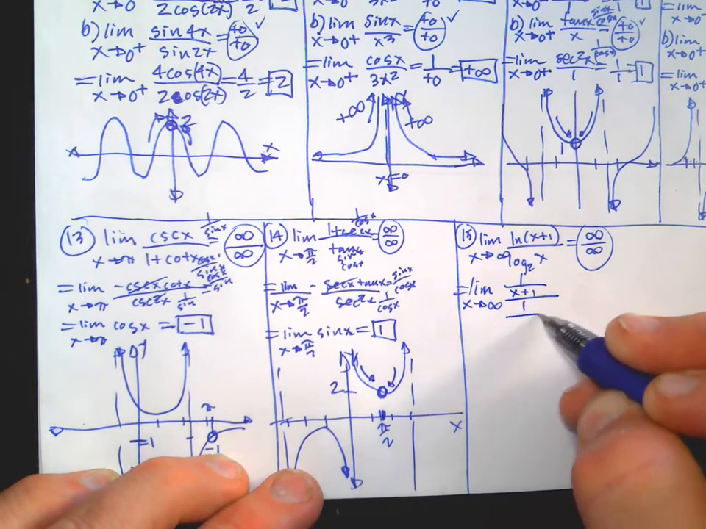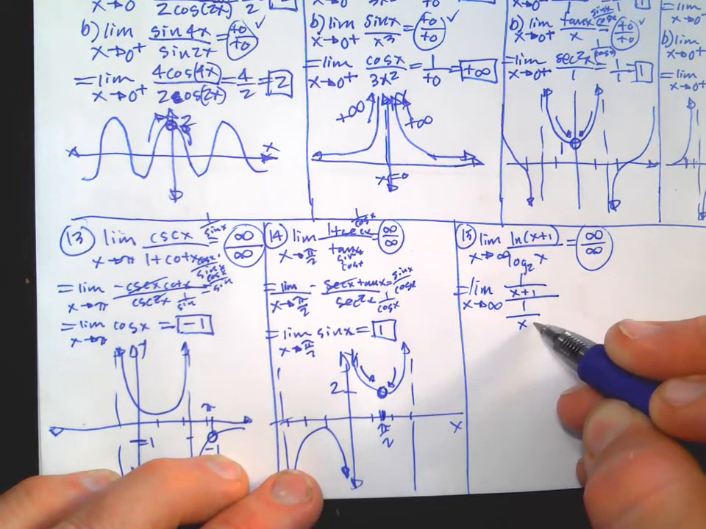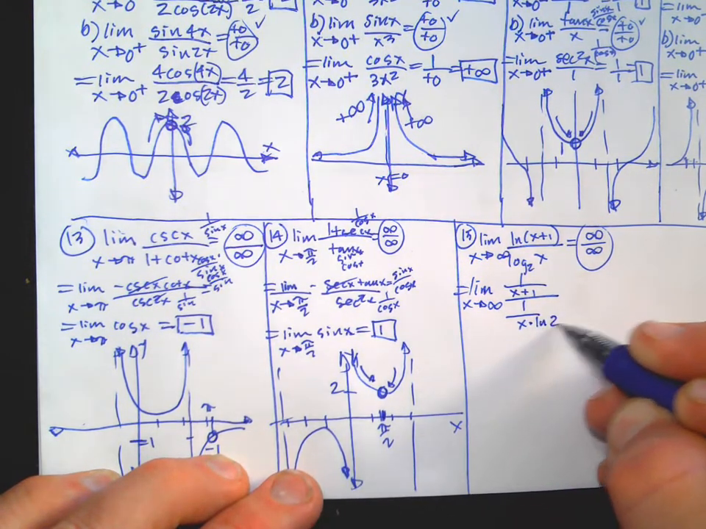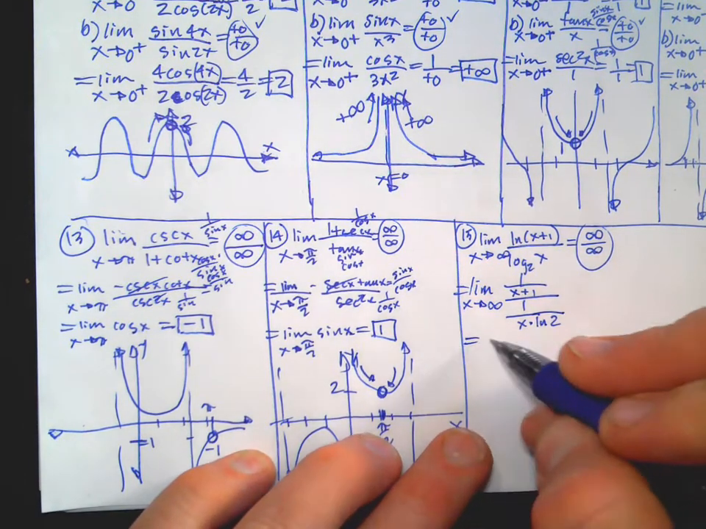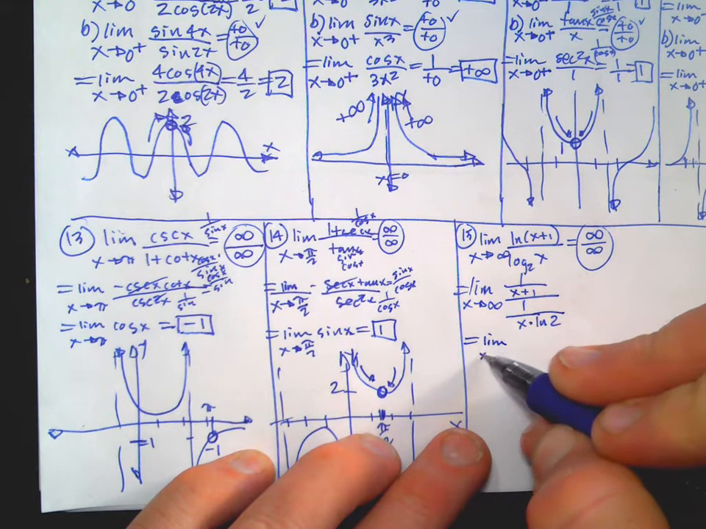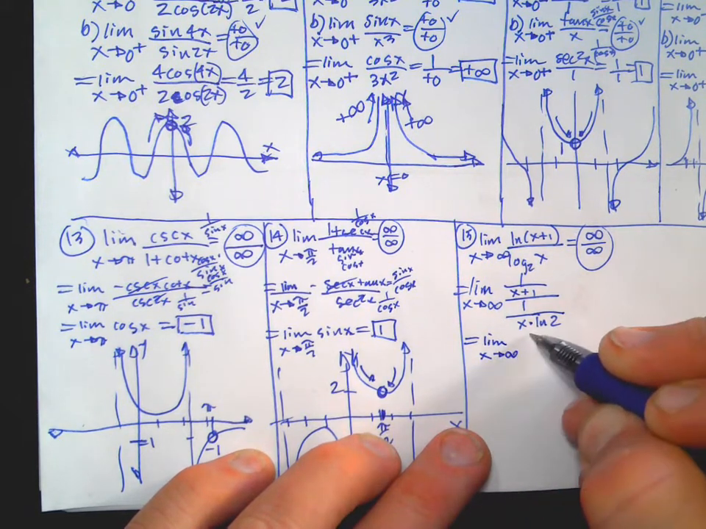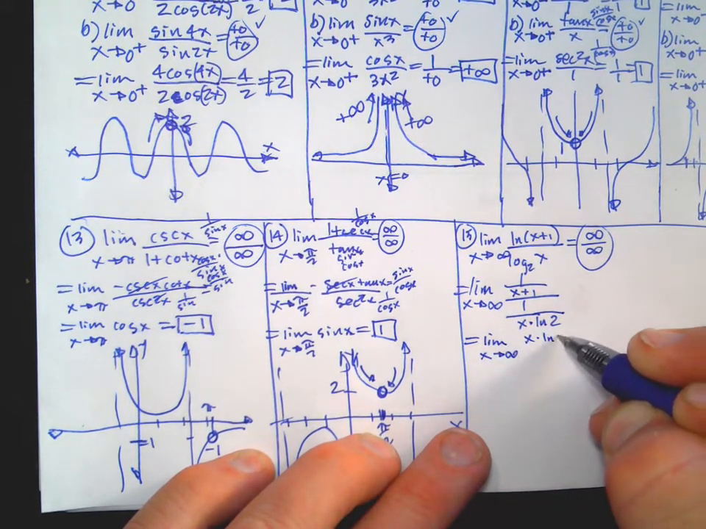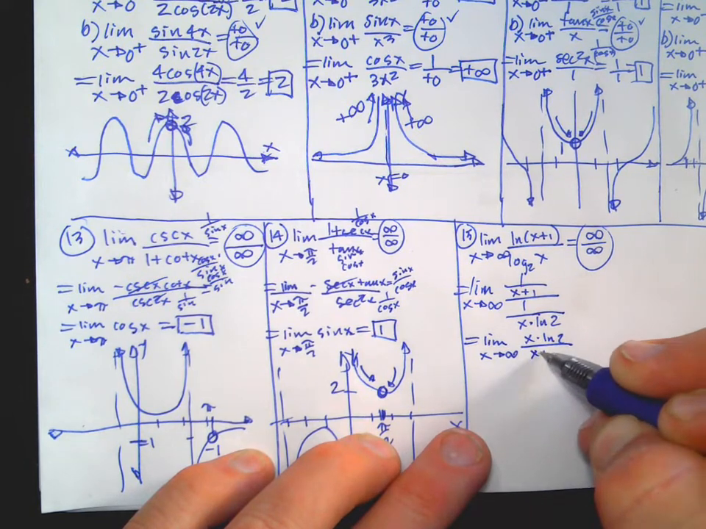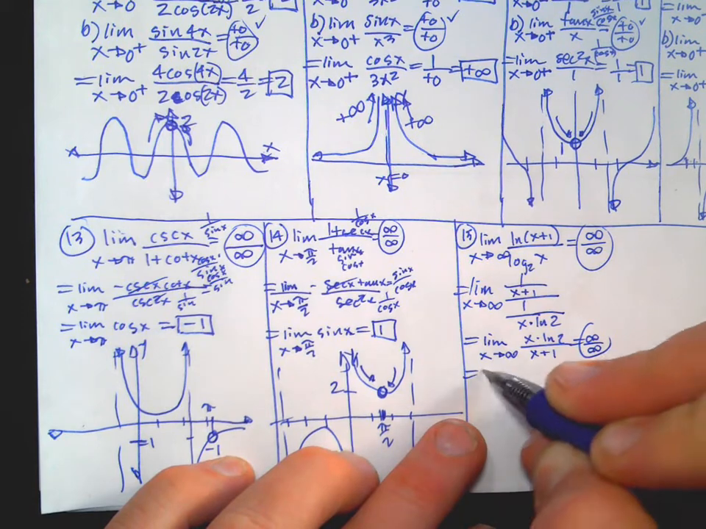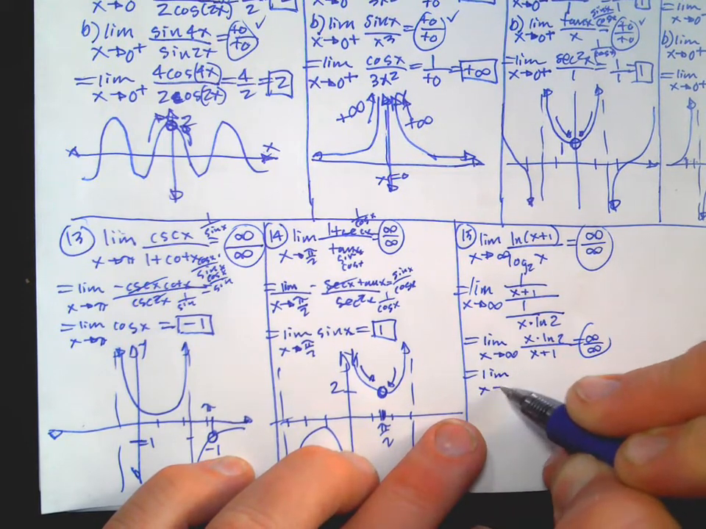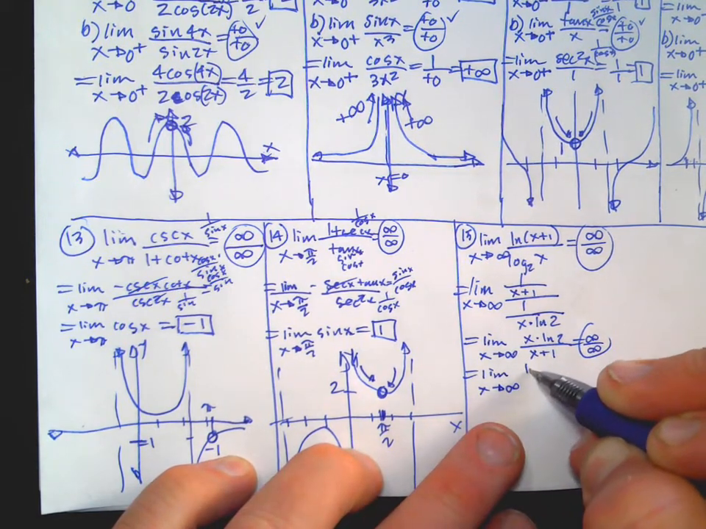1 over what's inside. Now if it's a log base, it's going to have an extra natural log of the base in the denominator. And then we might want to go ahead and rewrite this like this. And then it's still going to be infinity over infinity. So I guess we could do it again. The derivative of the top is going to be just natural log of 2. The derivative of the bottom is going to be 1.